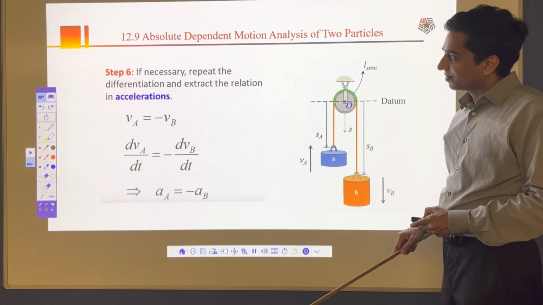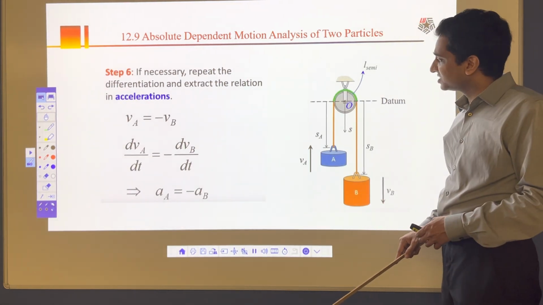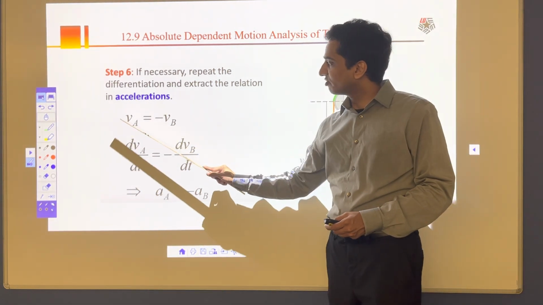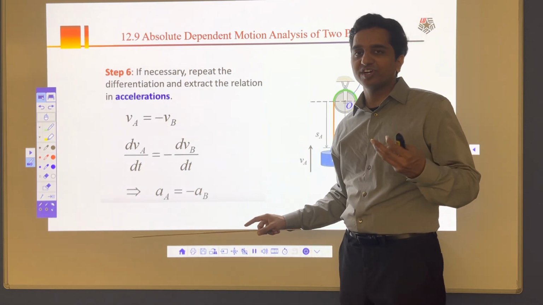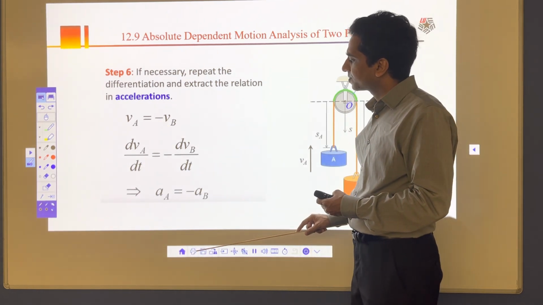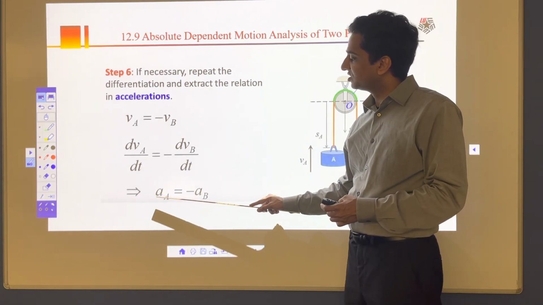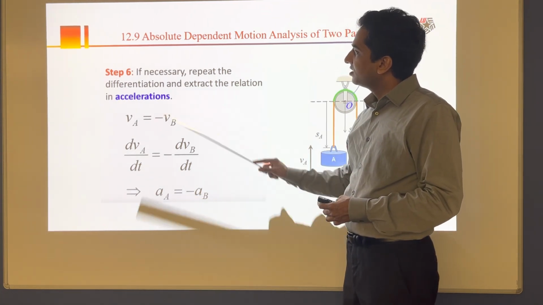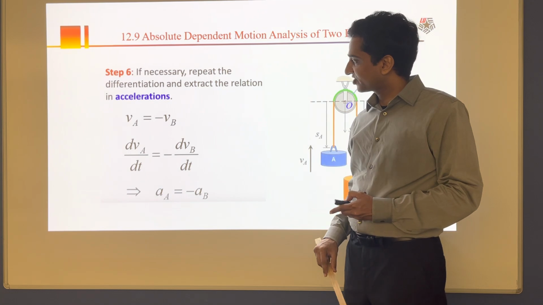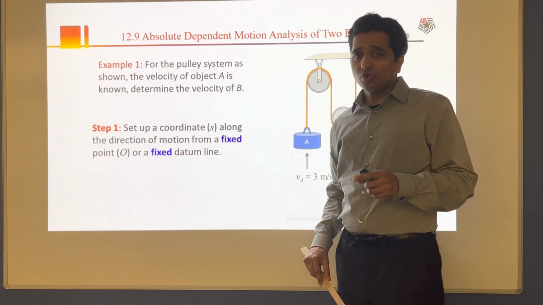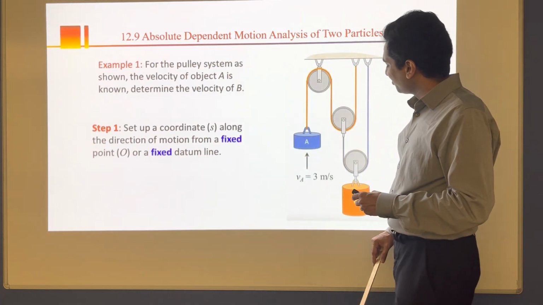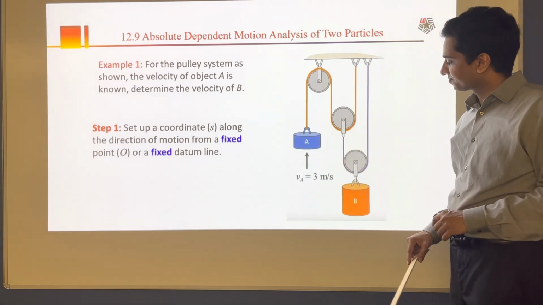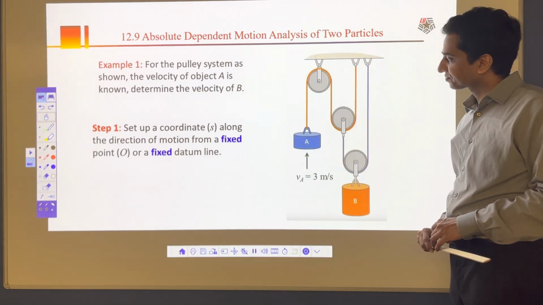That's your velocity. If acceleration is asked, if you want to know how fast they are going to accelerate, then with the equation VA is equal to minus VB, you differentiate it one more time with time. And if you do that, you will get acceleration AA is equal to minus AB. That's how you can calculate acceleration. Let's do one more problem. Let's see if we can get the velocities by using these steps for this kind of problem.